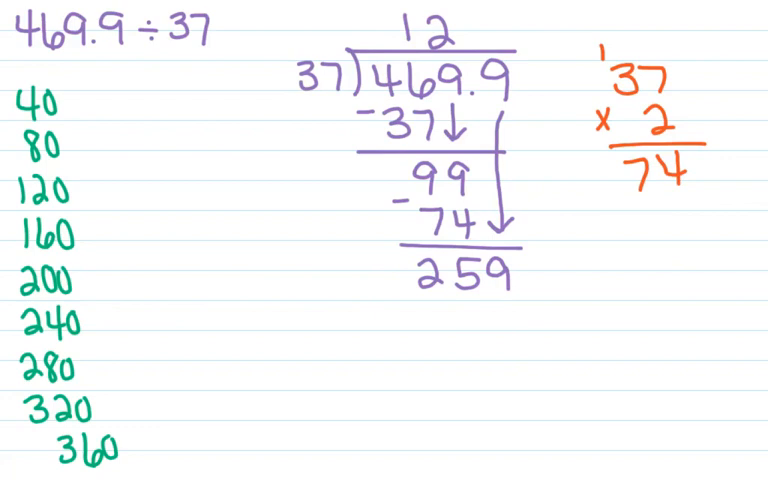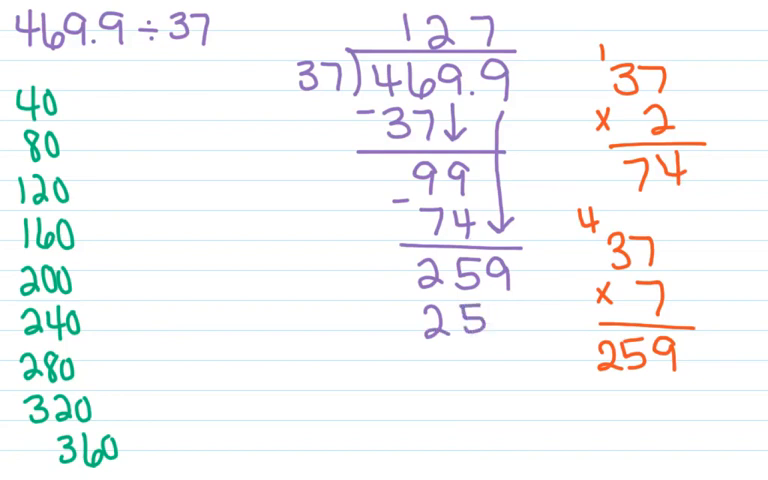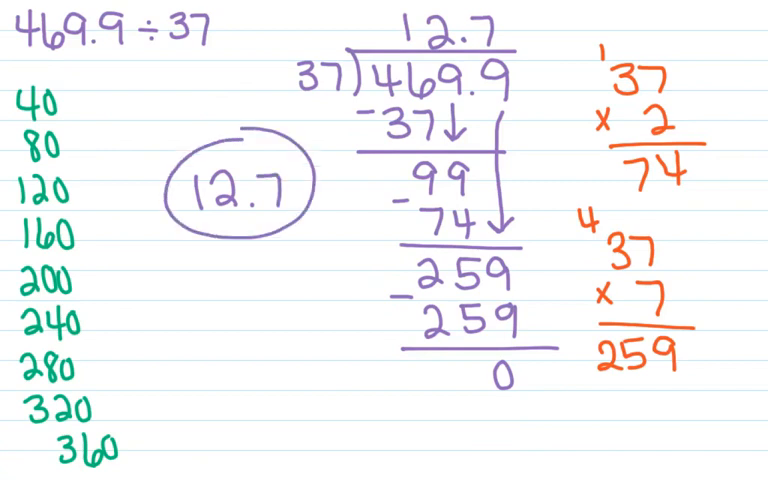So I'm going to count up by 40s, remembering that 40 is a little bit higher than my actual number, which is 37. So 1, 2, 3, 4, 5, 6, which that will be still a little bit low. So I'm going to guess 7. Let's see how that is. So let's see, 37 times 7. 7 times 7 is 49. 7 times 3 is 21, plus 4 is 25, and I was correct. So 37 times 7 is 259. And when I subtract, I have nothing remaining. I'll bring my decimal straight up. So I have a final answer of 12 and 7 tenths.